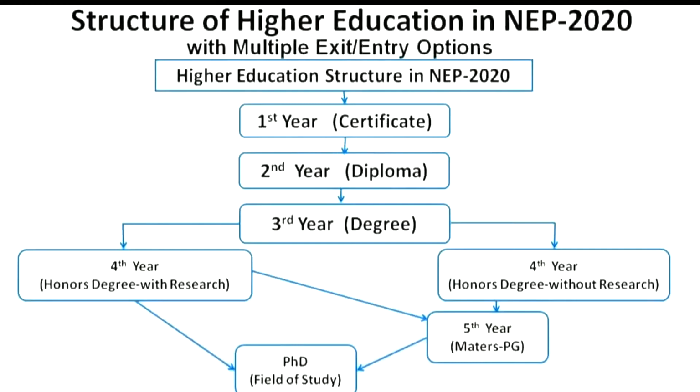If he completes the 4th year with an honors degree without research project, then he will have to go in for another year, a 5th year of master's or a PG, and then go in for PhD. But if the student has completed the 4th year honors degree with a research project, then he is eligible to go in directly for taking up PhD. So students who are research oriented will get an impetus with this particular aspect which has been included in the NEP.